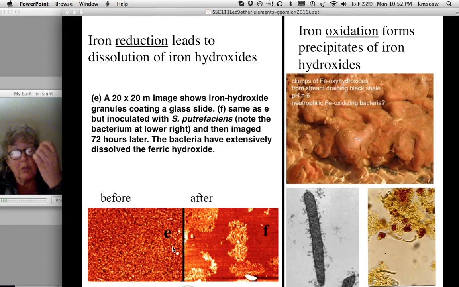Okay, two important things happen when iron is either reduced or oxidized, and this will completely make sense to you because we've already talked about it: reduced iron is very soluble and oxidized iron is very insoluble. So here's a picture of before and after some iron. This is the oxidized form of iron, and you can see all these little granules of iron that are insoluble, but when they are reduced, you can see everything sloughs off and dissolves and goes somewhere else.